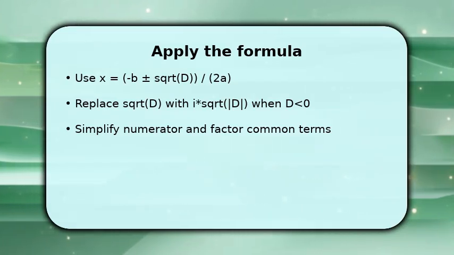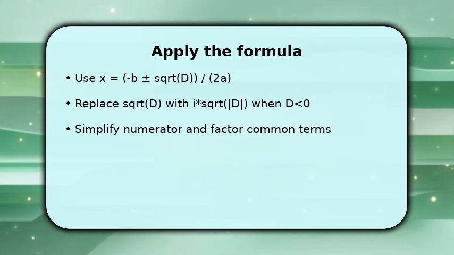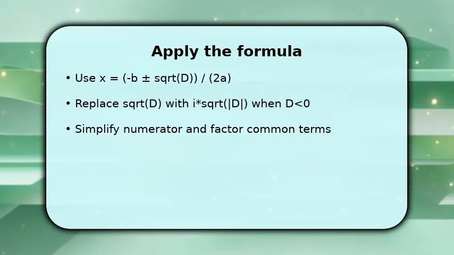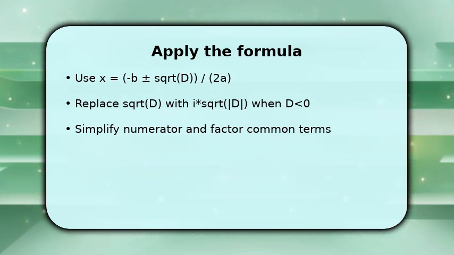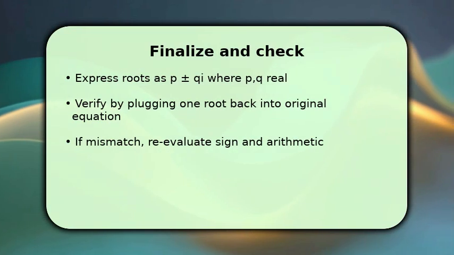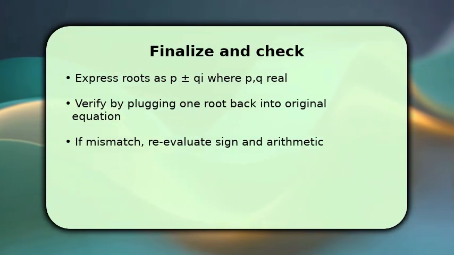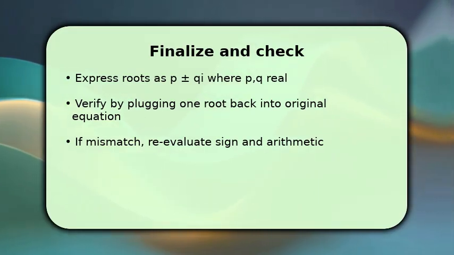Combine −b and ± i sqrt|d| over the common denominator 2a, and then simplify by dividing any common factor from numerator and denominator. Make sure to keep i separate from real terms, and check arithmetic. You finish by expressing the roots in standard a + bi form: −b / 2a ± (sqrt|d| / 2a) i, which gives clear real and imaginary parts.